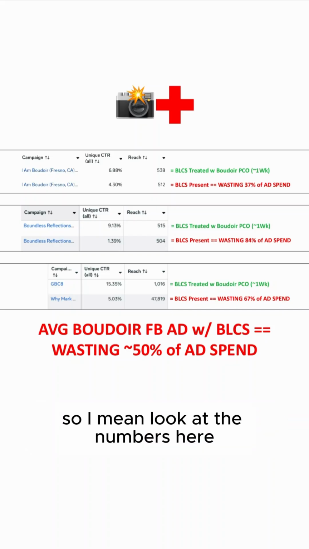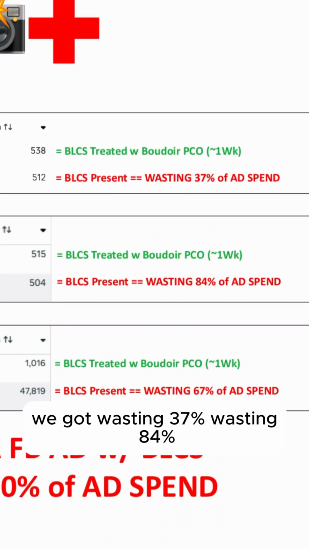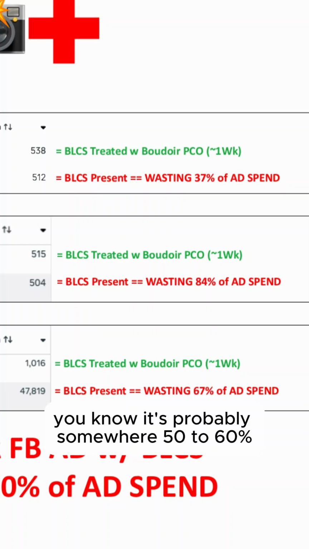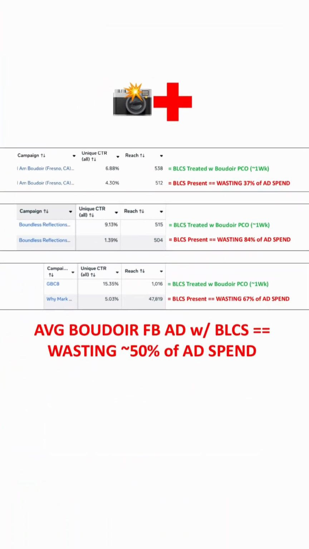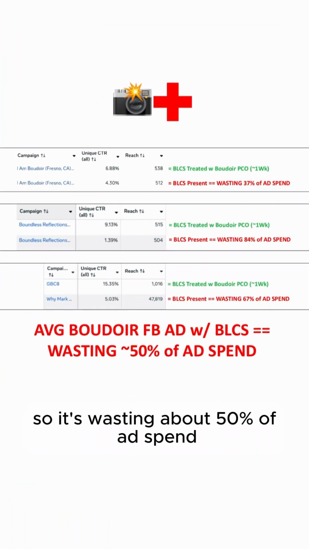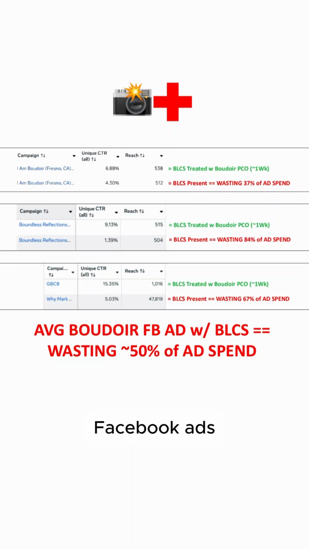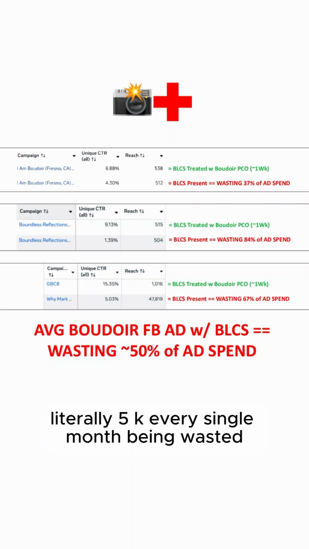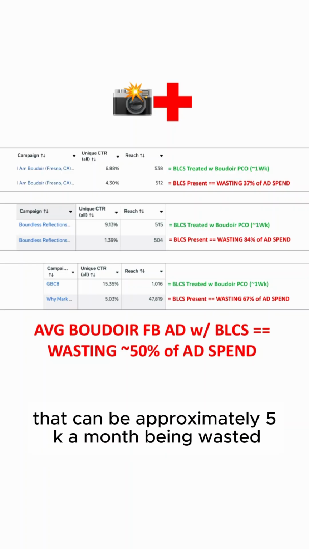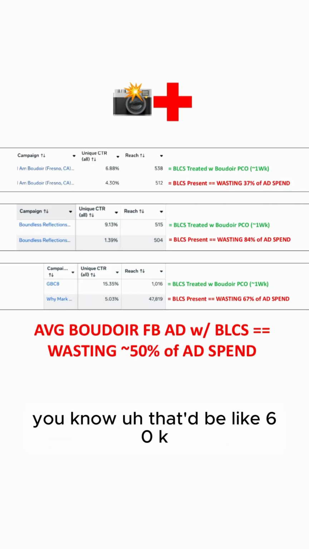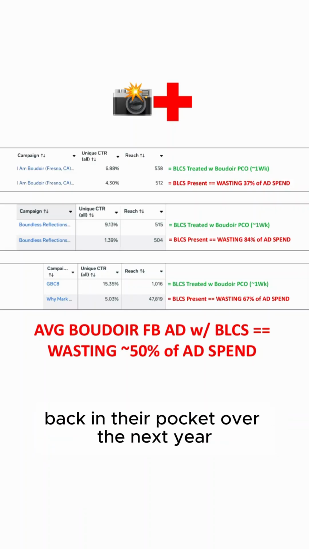So, I mean, look at the numbers here. We got wasting 37%, wasting 84%, wasting 67%. Take the average of those, it's probably somewhere 50 to 60%. So the average Boudoir Facebook ad is wasting about 50% of ad spend. So they're spending more than 10 grand a month on Boudoir Facebook ads. Literally 5K every single month being wasted. That can be eliminated. And approximately, that'd be like 60K back in their pocket over the next year.